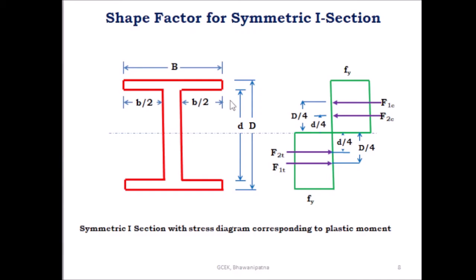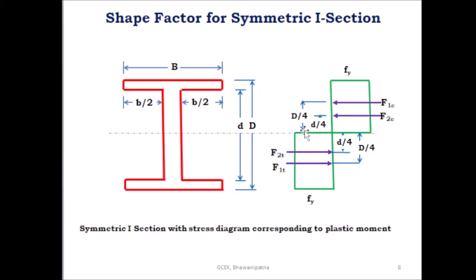So what you have to do here? You have to take the larger rectangle, so this is the F1C, the compressive force, and for the smaller rectangle, the hollow rectangle, you take the compressive force F2C. So this is at a distance small d by 4 from the plastic neutral axis, and the F1C is at capital D by 4 from the plastic neutral axis.